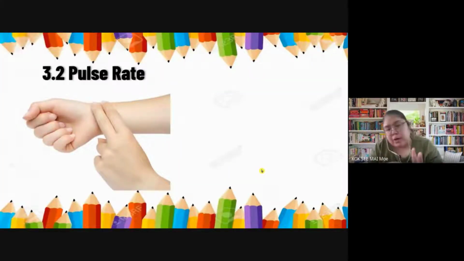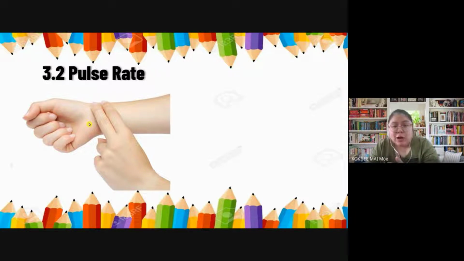Okay, 3.1 about the temperature and also the thermometer types are finished. Now we go to 3.2, the pulse rate. This one, I think you can measure by yourself. You can see the diagram here. In the diagram, they put two fingers on your hand. After that, you can feel a little bit of heartbeat. That one we call pulse rate.